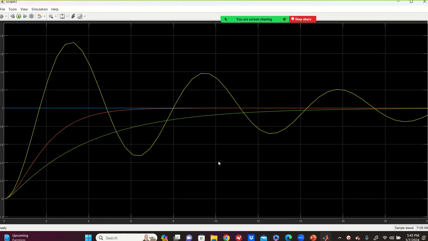Here we go. So the blue line is the unit step input. This is input. The yellow is for the underdamped system. This orange is for the critically damped system. And as I promised you, the green is for the overdamped system and takes longer time to go to origin.